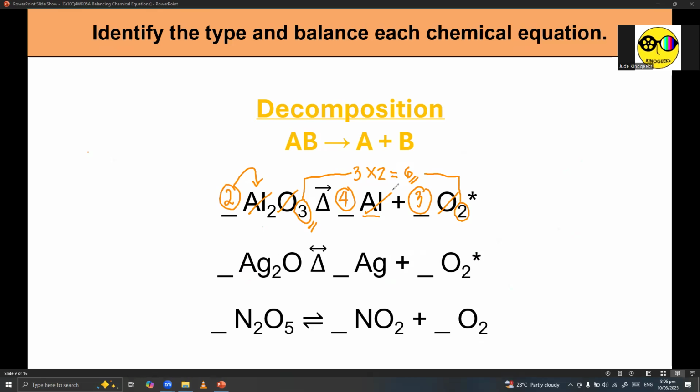Okay? So next example, we have Ag2O decomposing to Ag plus O2. Let's start with Ag or silver. You have 2 silver atoms on the left side, and you only have 1 on the right side. So our instinct is to multiply Ag by 2. But the problem is, hindi affected si O. So therefore, it's not a good start.